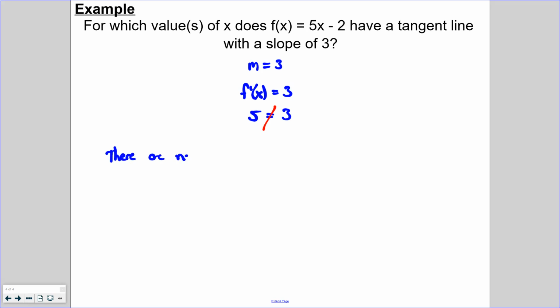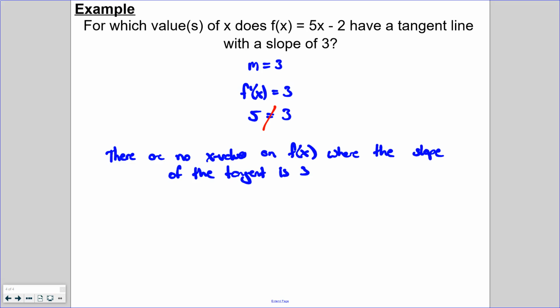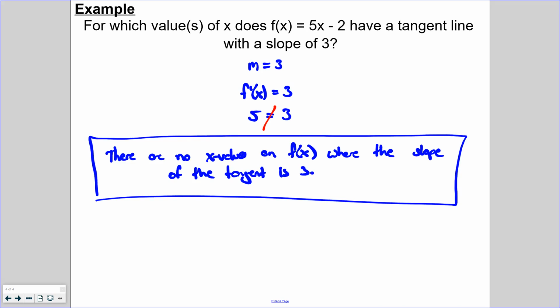There are no x values on f of x where the slope of the tangent line is 3. So that's our answer. The answer is there are none. Now be careful, the answer is not 0, because 0 is an actual number. The answer is not "does not exist," because the answer does exist. The answer is just there are no x values.